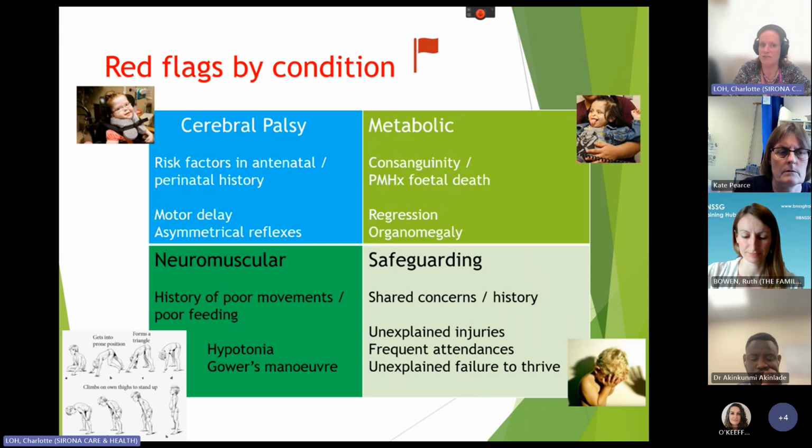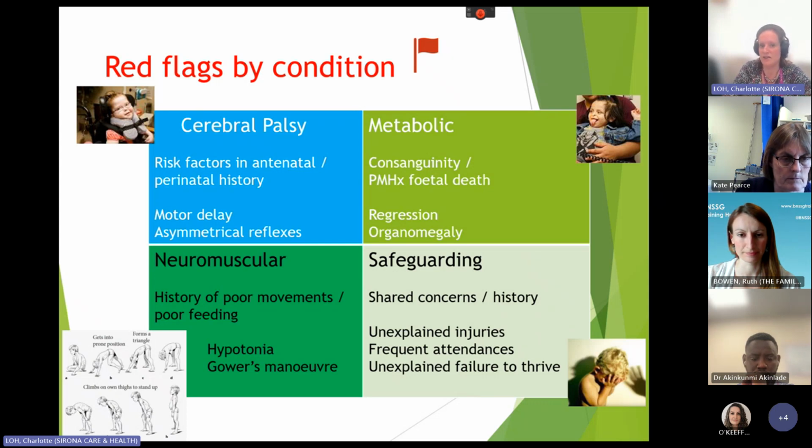The hypotonia for a neuromuscular condition, and then this diagram here, I'm not sure, depending how big your screens are, how well that's projected, but this is a picture of a child coming up off the floor from sitting and having to use their legs to move themselves up to standing. That's called a Gower's manoeuvre, and generally that's a sign of a neuromuscular disorder.